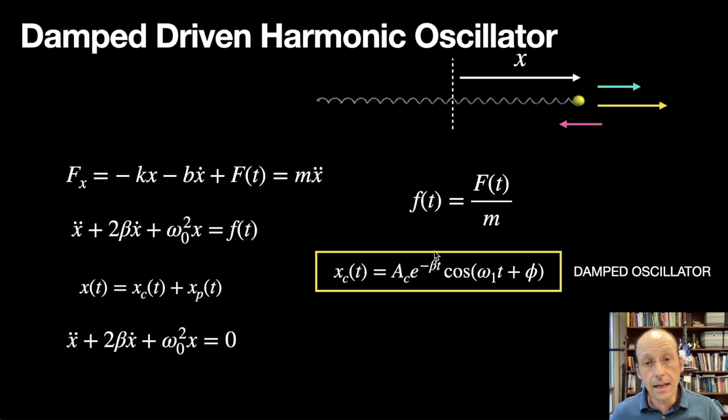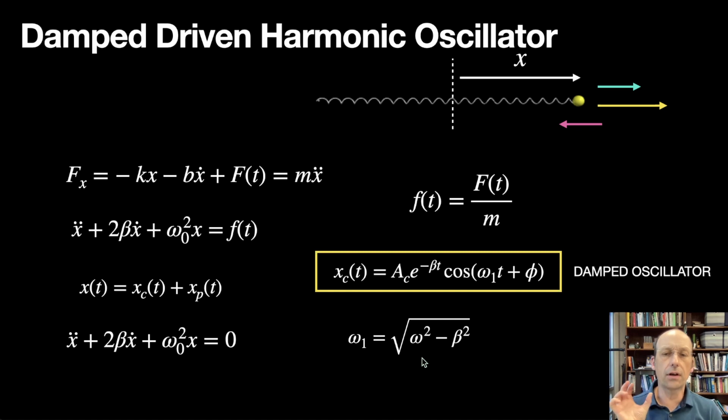This e to the negative beta t, that's that beta parameter. I'm going to show you this in a second. And then omega 1 is this term. In order to get it into a cosine function, omega 1 is the difference between omega squared, that should be omega 0 squared. I made that same mistake before, didn't I? That's omega 0 squared. Well, I have it better later on. Okay, so that's our solution.